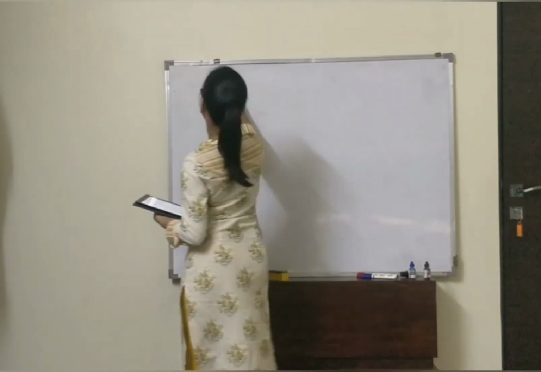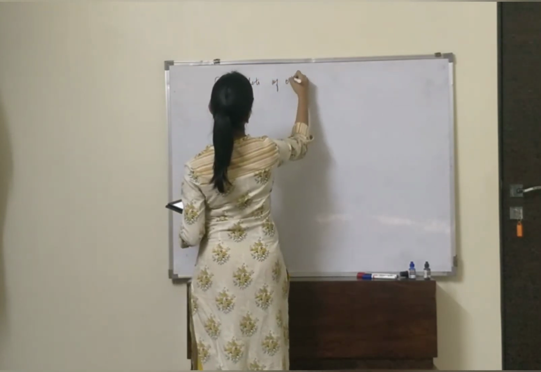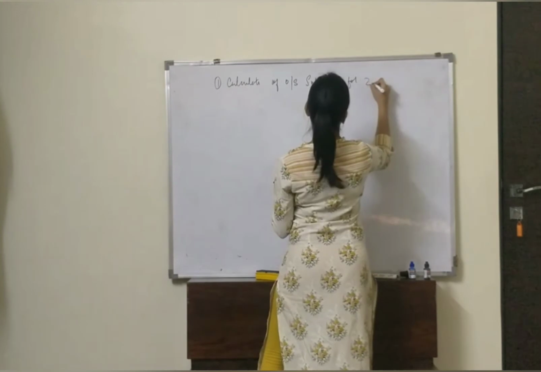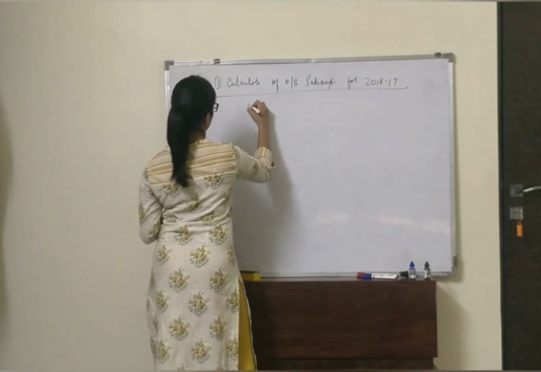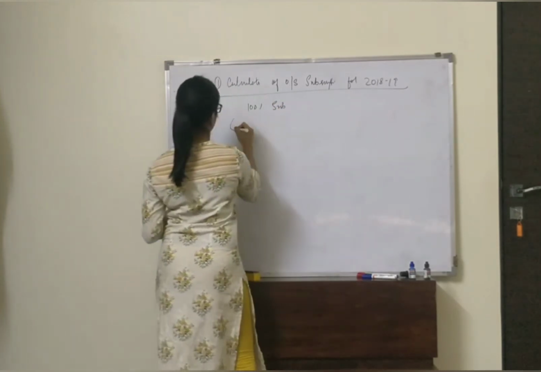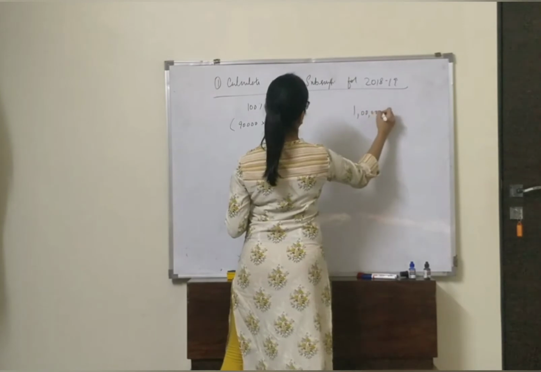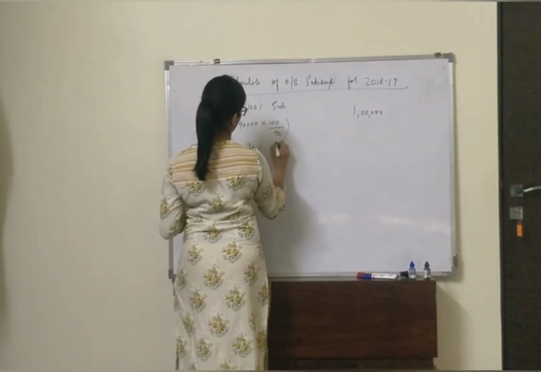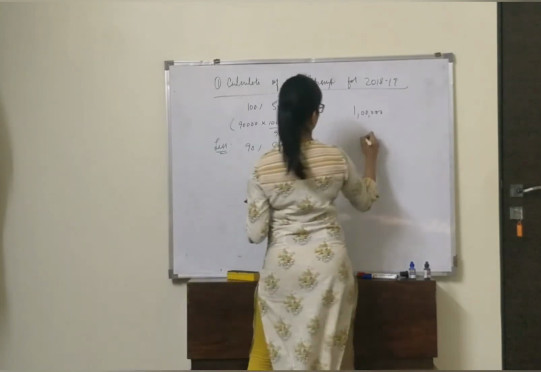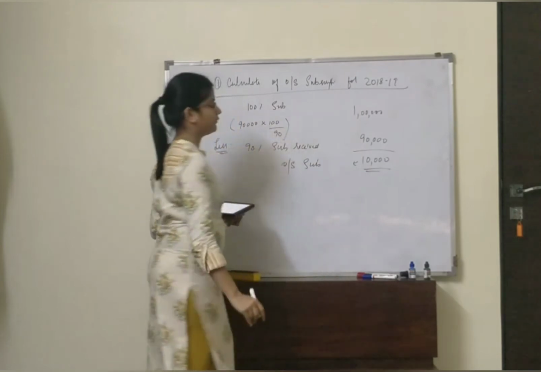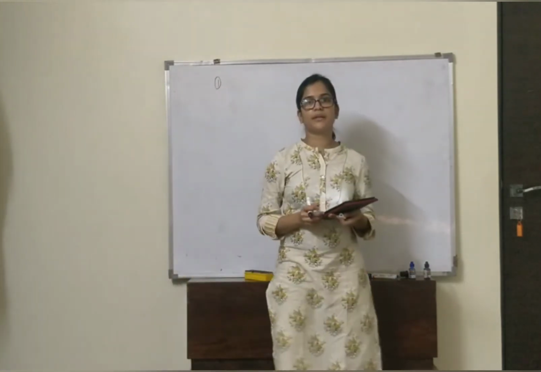So clear with the problem? So take down the working notes. First one, calculation of outstanding subscription for 2018-19. 100% subscription, under that, in the bracket, 90,000 into 100 by 90, 1 lakh, less 90% subscription received, 90,000. 10,000 is our outstanding subscription for 18-19.